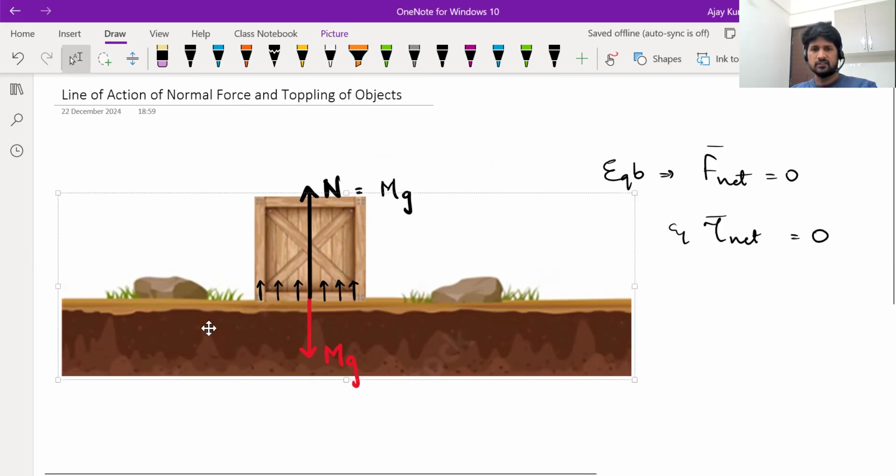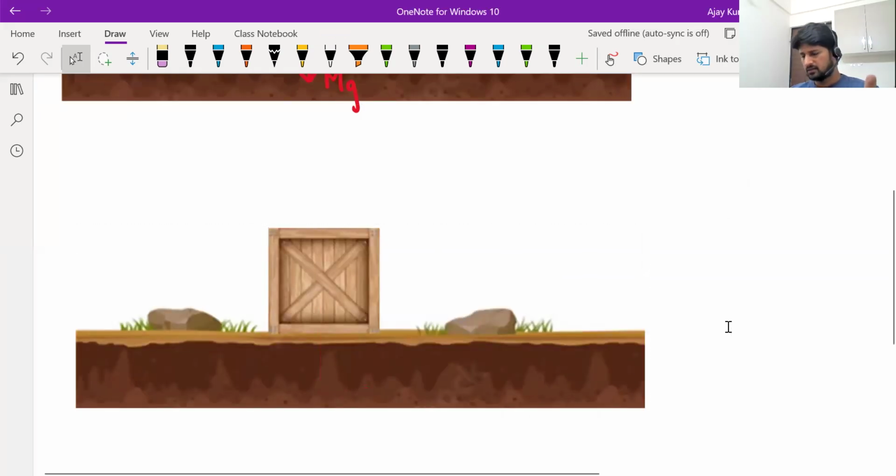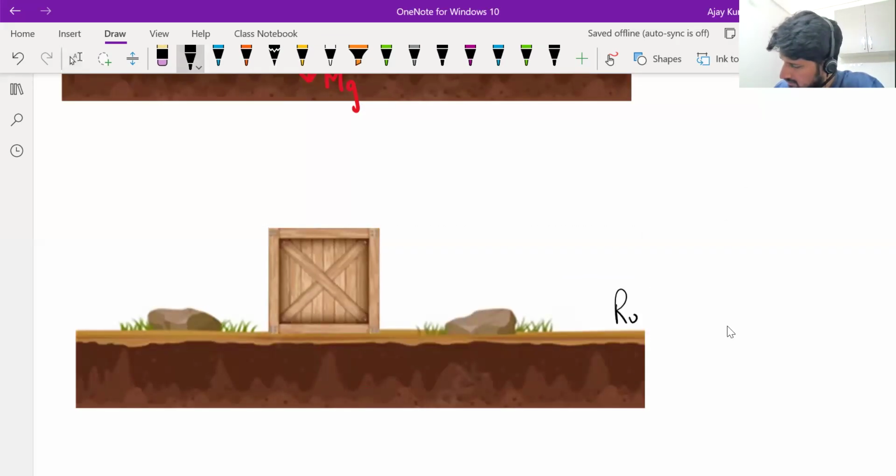Now let's consider another situation. Now the floor here is rough. Assume this is a heavy box, and let's say you're applying a horizontal force this way, somewhere on the upper side of the box. Since it's a rough surface, it's possible that the box will still be in equilibrium even when you apply a force this way. So let's say we have applied a force like this, but the box is found to be in equilibrium.